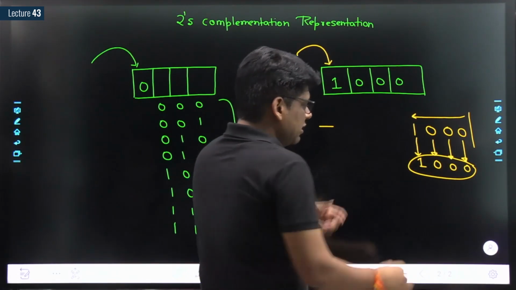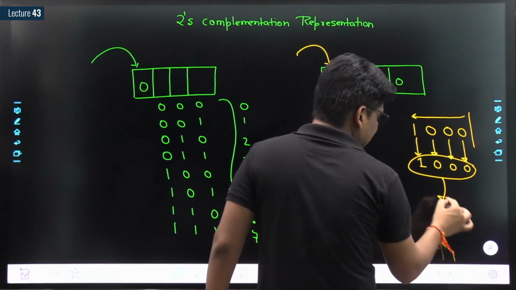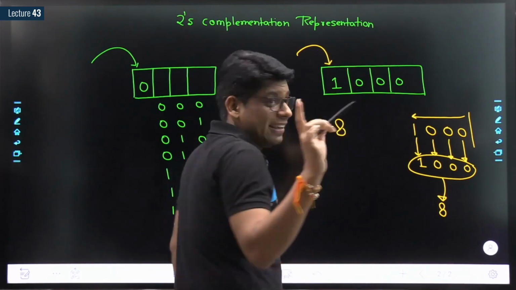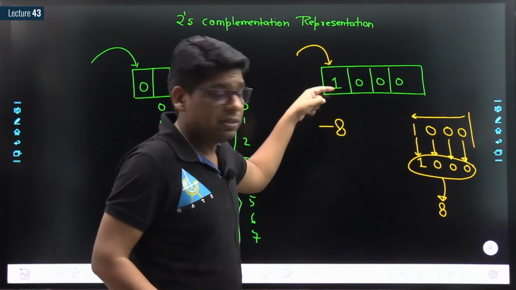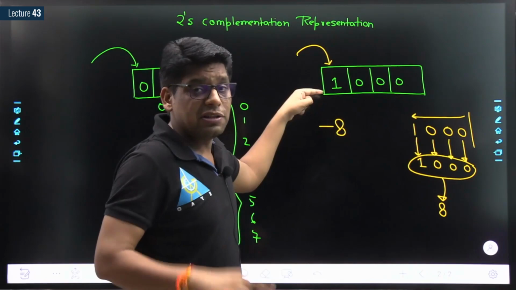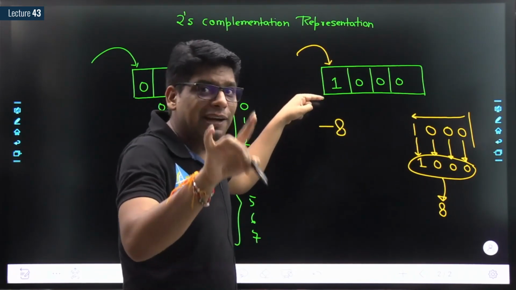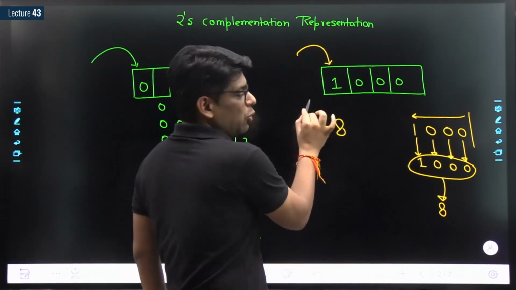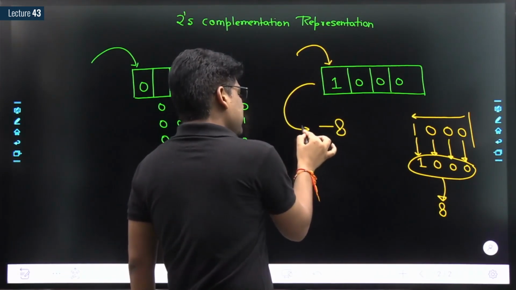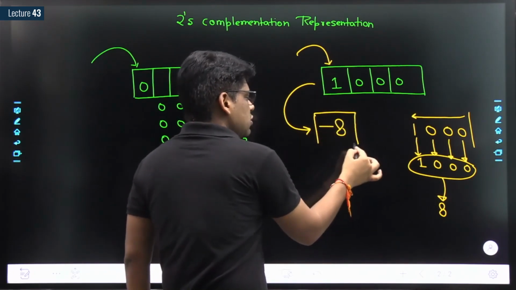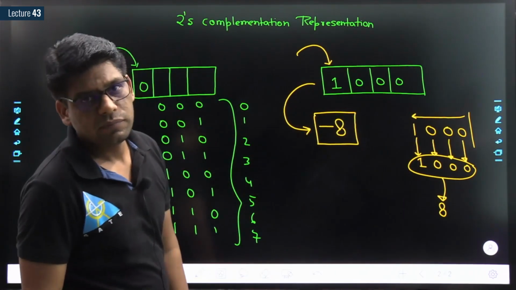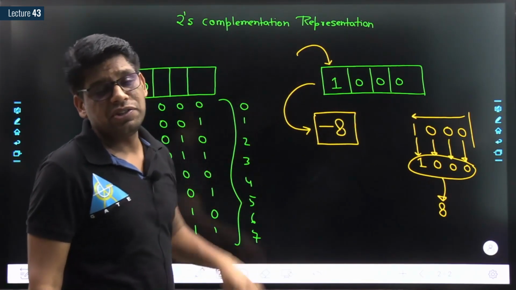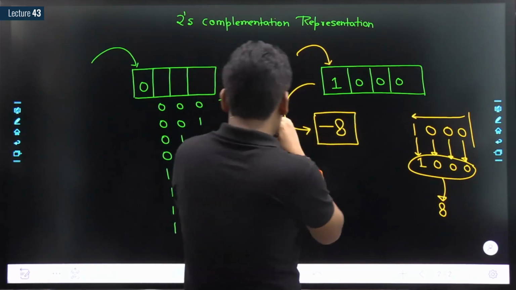Sir, if I convert this into decimal, what is the answer? 8. That means, sir, see, this was the number which is minus 0 in signed magnitude. But here in 2's complement form, this minus 0 is representing the value minus 8. That's the beauty of 2's complement representation. Sir, okay, try to understand.